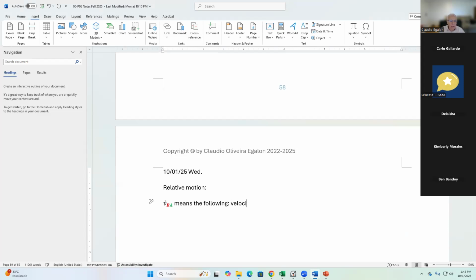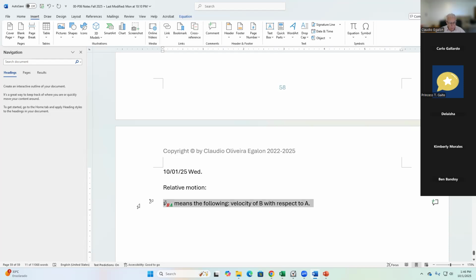Velocity of B with respect to A. Okay? That's what it means. Velocity of B with respect to A. A, the subscript that comes last, is what the velocity and any other vectors are taken with respect to as an origin, right? That's what this notation means.